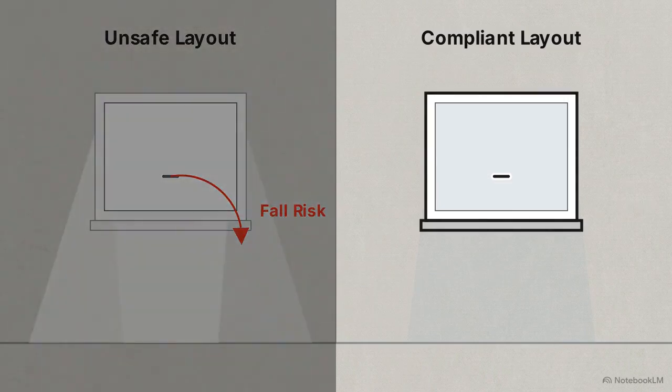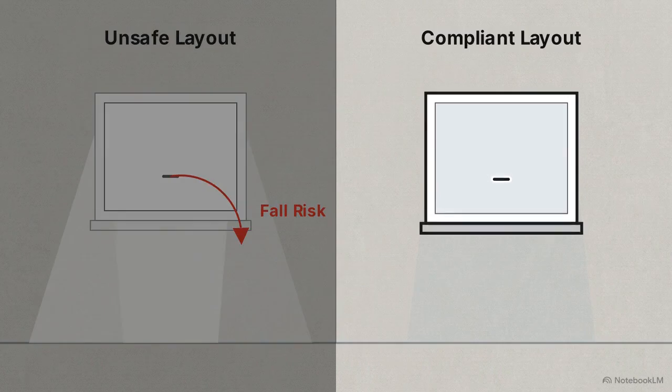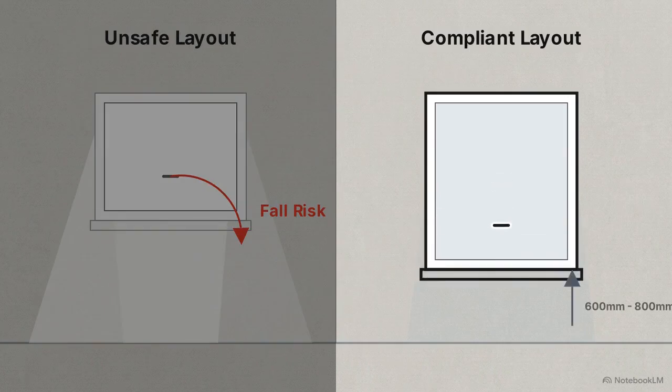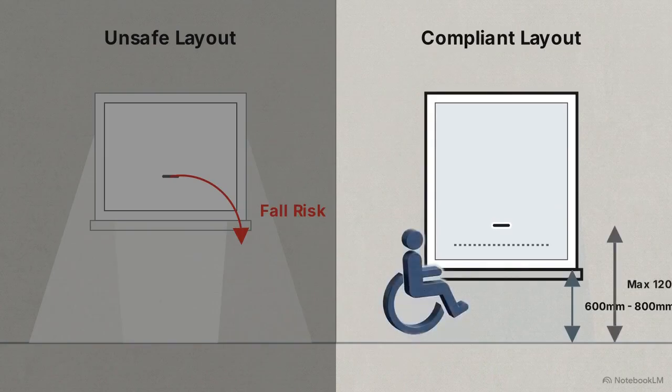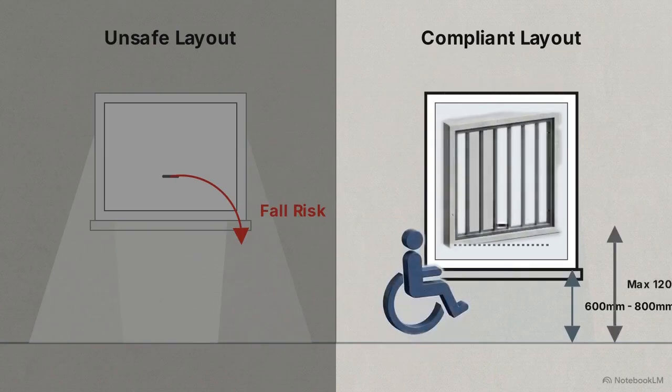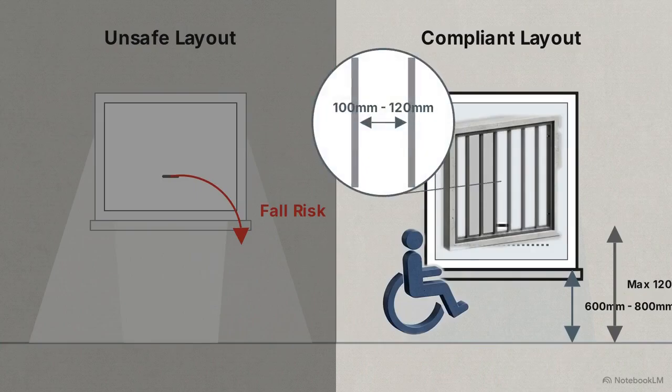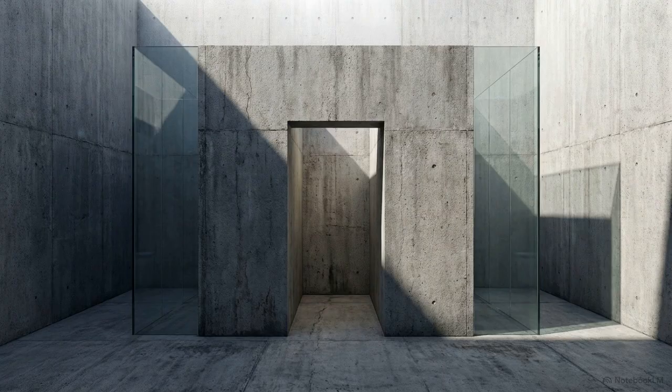The sill must be dropped to between 600 and 800 millimeters, allowing seated students to maintain a connection with the outside environment. Safety bars then secure the opening. The gaps between these horizontal or vertical grills are restricted to between 100 and 120 millimeters to prevent head entrapment. Similar engineering is required for hygiene infrastructure.